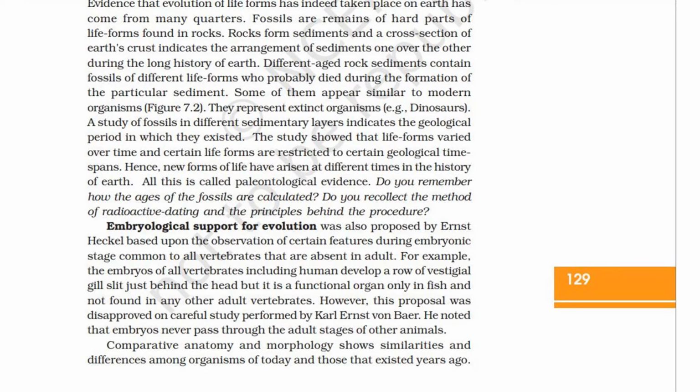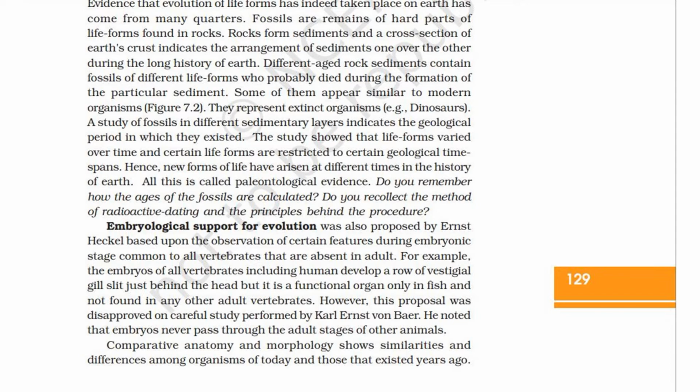Evidence that evolution of life forms has indeed taken place on Earth has come from many quarters. Fossils are remains of hard parts of life forms found in rocks. Rocks form sediments; a cross-section of Earth's crust indicates the arrangement of sediments one over the other during the long history of Earth. Different aged rock sediments contain fossils of different life forms who probably died during the formation of the particular sediment. Some of them appear similar to modern organisms. They represent extinct organisms, for example, dinosaurs.